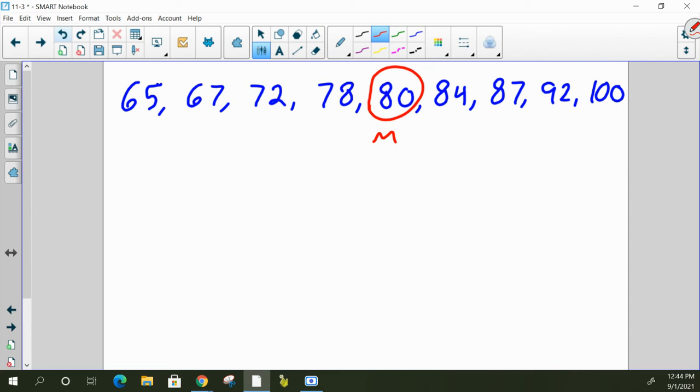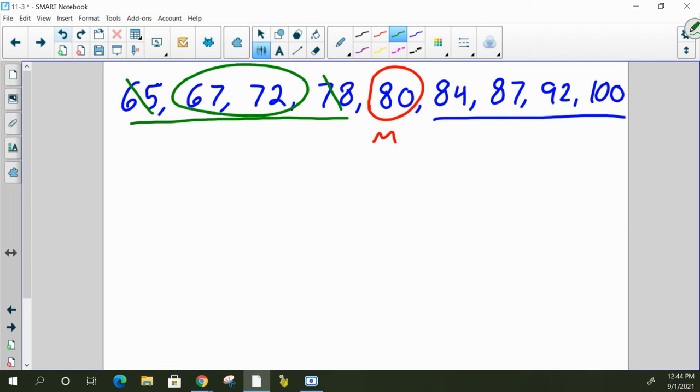Now we can look at everything below 80 and everything above 80 to find our quartiles. So below 80, let's start over here. We need to find the middle number. So let's cross off everything that's underlined in green, starting from the outsides. And when you move your way in, you end up with 2 numbers, don't you? How do I find the middle of 67 and 72? Adrian.